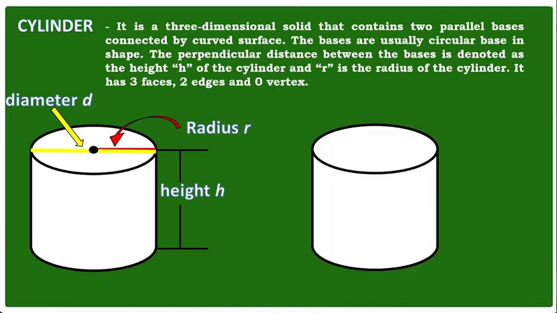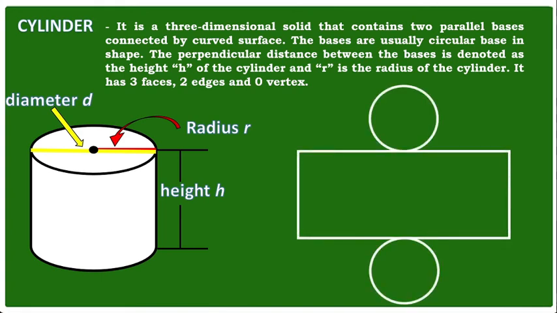So a cylinder is composed of two circular shapes, the top and the base, and it has a curved surface that can be created from a rectangular shape. Therefore, it has three faces, two edges, and zero vertices. There is no vertex in this one.